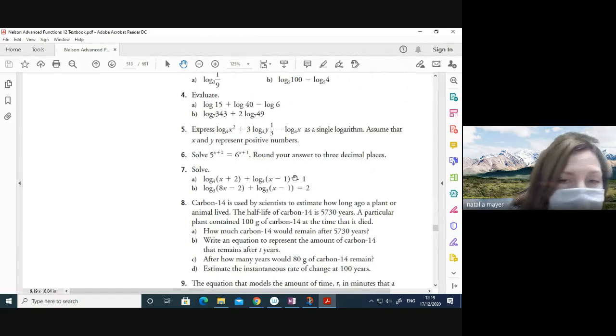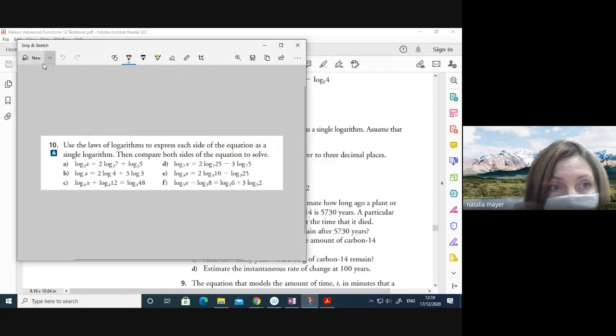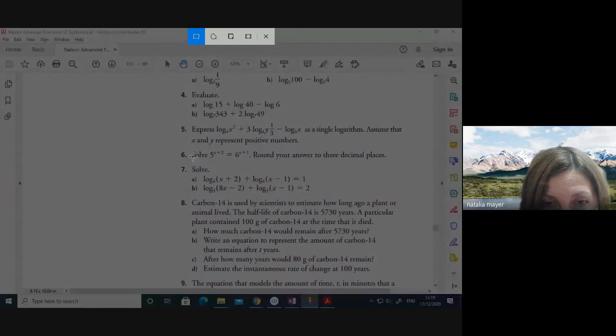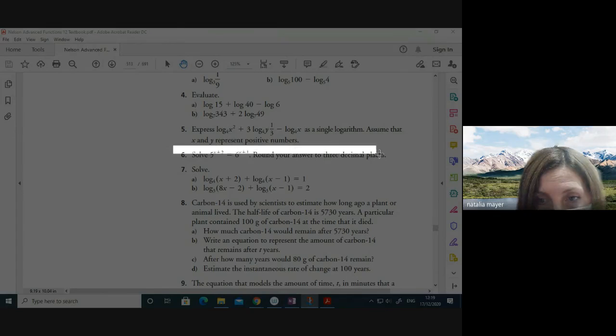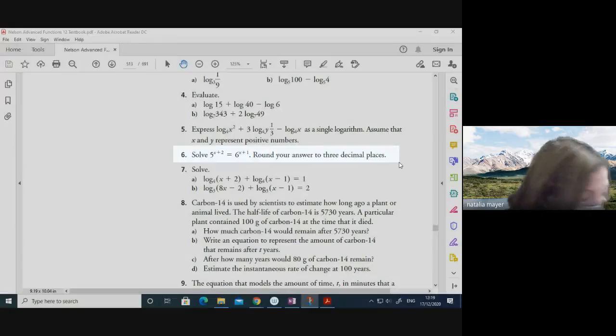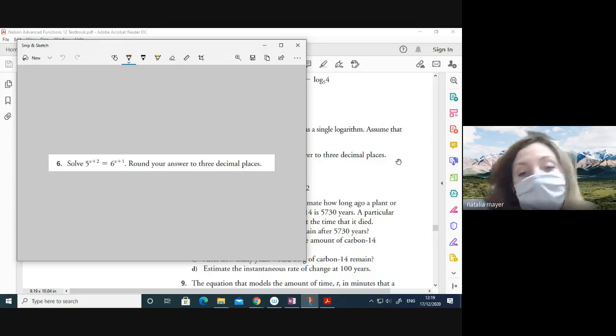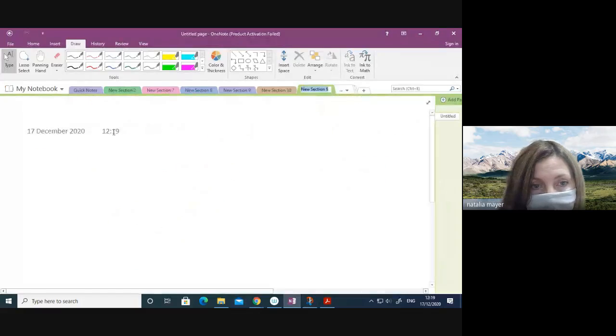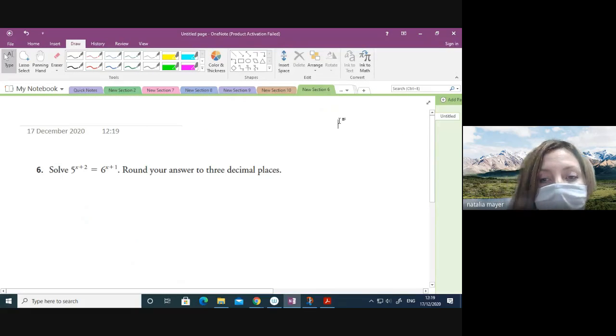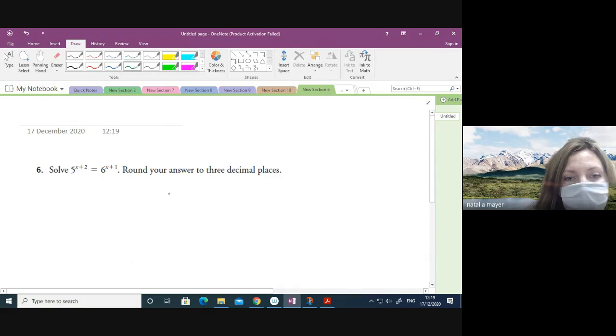There are very few questions like this actually in the textbook, so I found the one for you. I will add later on extra things from resources. So let's look at question 6, page 512. All right. So solve, round your answers to 3 decimal places.